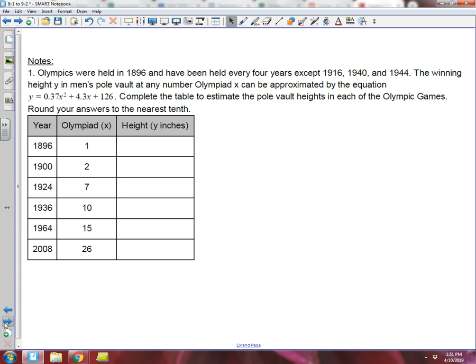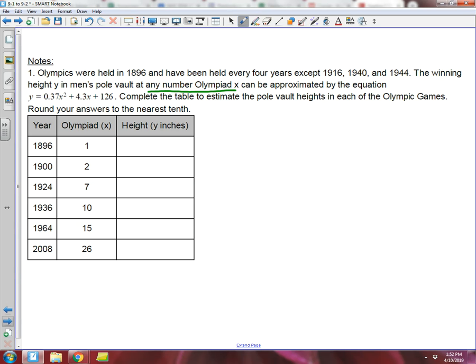Anybody have an indication of what the X stands for? Number of Olympiads. So the first Olympiad would be a 1, yes? And the 10th Olympiad would be a 10. Now, there were 3 years when we didn't have the Olympics. Can somebody tell me why?